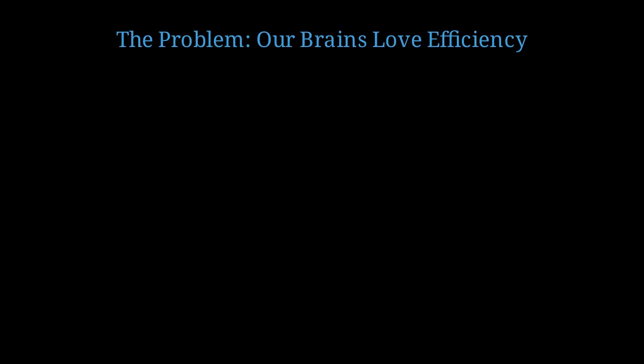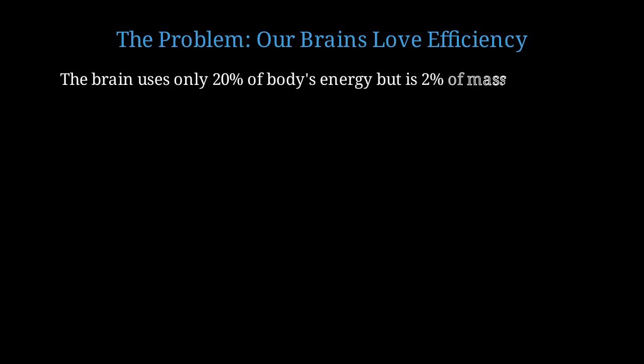The answer lies in how our brains are wired for efficiency. Your brain represents only about 2% of your body mass, yet it consumes roughly 20% of your body's total energy. This is an enormous metabolic cost. The average human brain weighs about 1.4 kilograms, while the average body weighs 70 kilograms. That's 1.4 divided by 70, which equals 0.02 or 2% of total body mass.